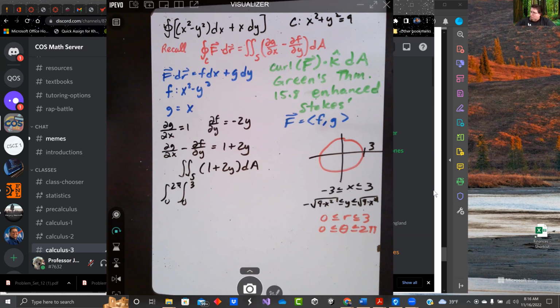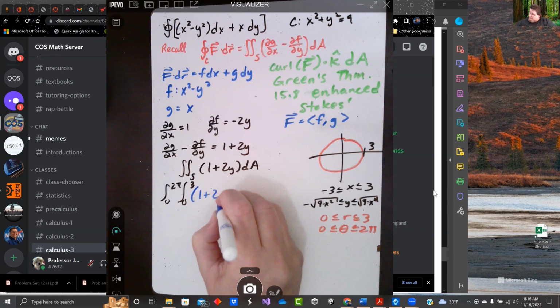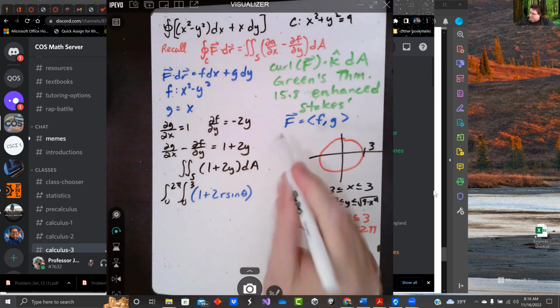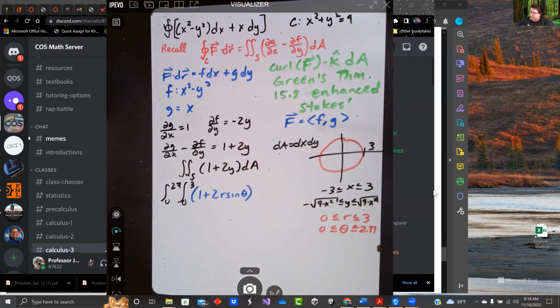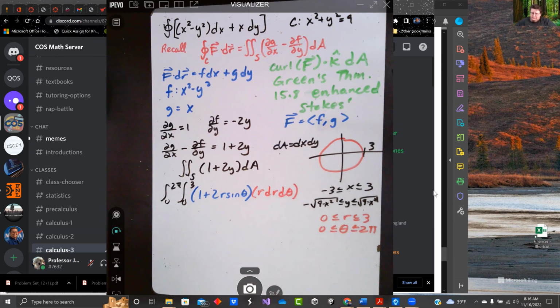Now I need to convert my 1 plus 2y into the coordinate system I'm using. So y, if you recall, is r sine theta. And dA is normally just pure dx dy. But if we're switching to polar, we need to recall our correction factor, the r. So r dr d theta. And you can see where the r comes from when you do the Jacobian matrix and stuff like that.